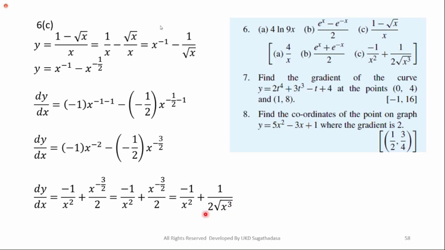This 2 is this particular constant. Remember, this particular constant. You see the answer there? Minus 1 upon x squared plus 1 upon 2 square root of x cubed. See the answer? That answer is correct. If you just want to note down, actually you should have done this one.